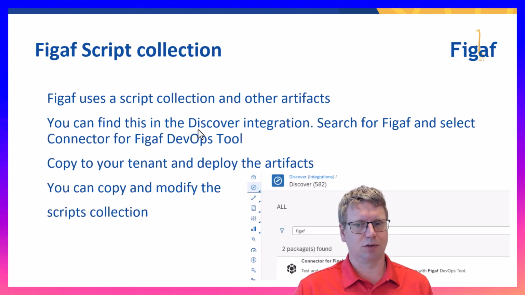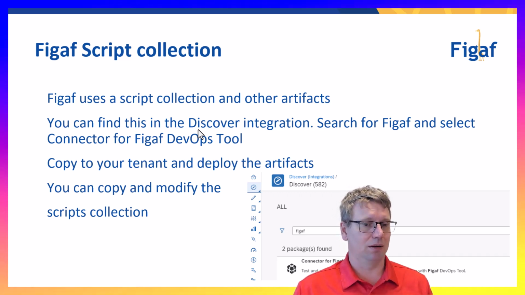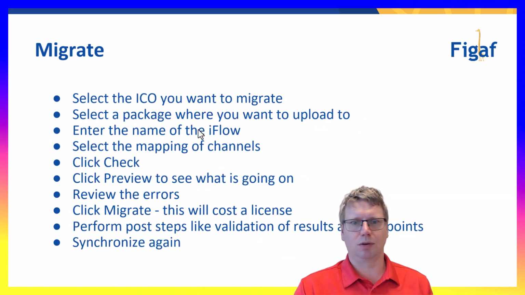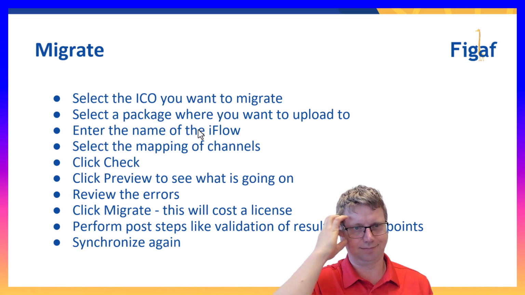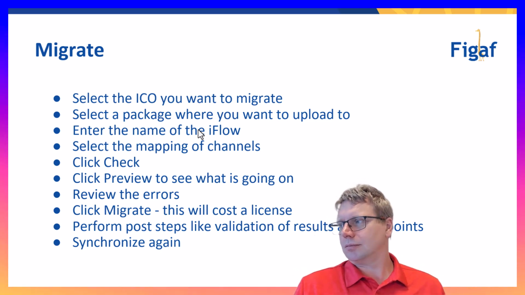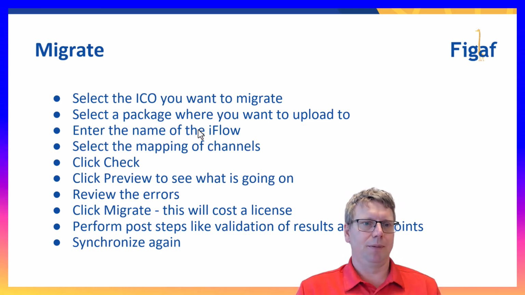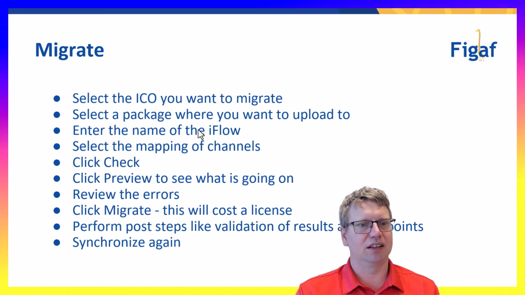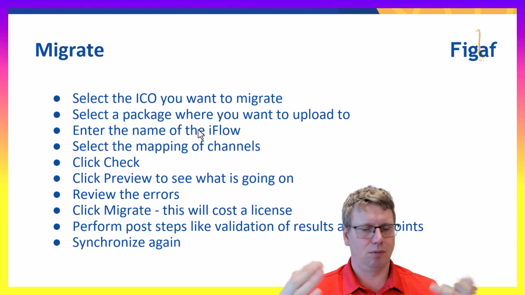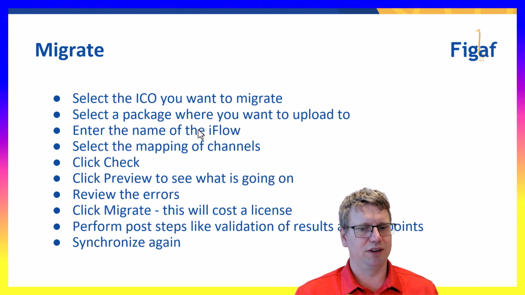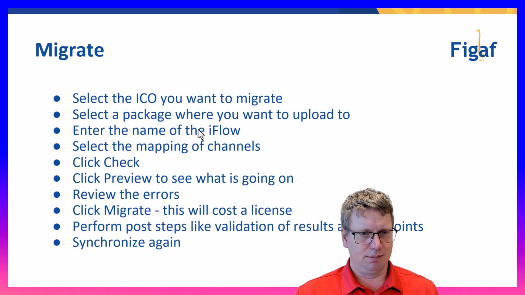So the Figaf script collection, search for Figaf, get the connector for operations, find copy, and then script selected. So there's a number of different steps here. There's this thing about select an ICO, select an operation map. We'll go through all of these different steps, but this is the important part.